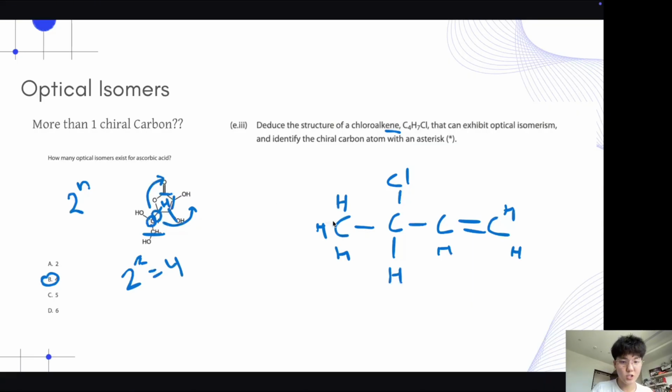And then let's check for chiral carbon. We have a methyl, CH2, an H, and a Cl. Therefore, it has 4 distinct bonds. Therefore, this is how we do it.